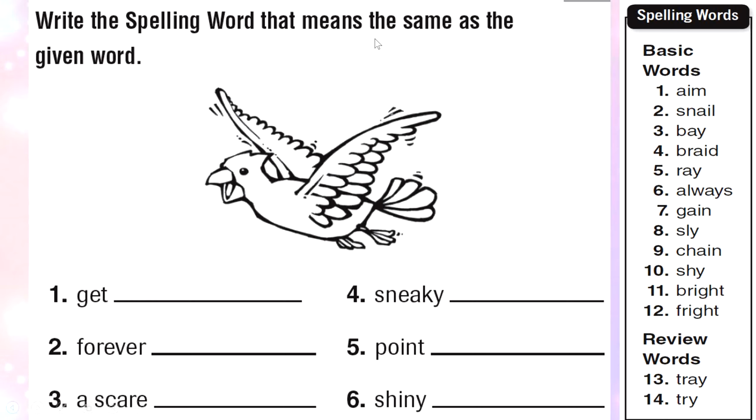Now let's do the exercise. Write a spelling word that means the same as the given word. So here they give you a clue or a hint, and you have to find a similar word to the hint from here, from the list. Give me a word similar to get. It means get. You can pause the video and get the answer after each one I read for you.